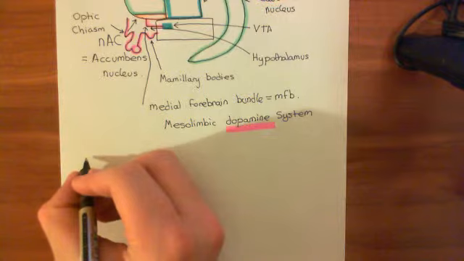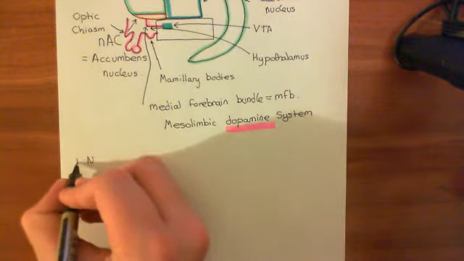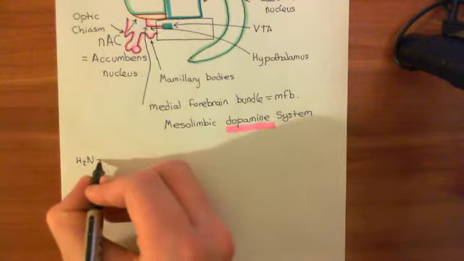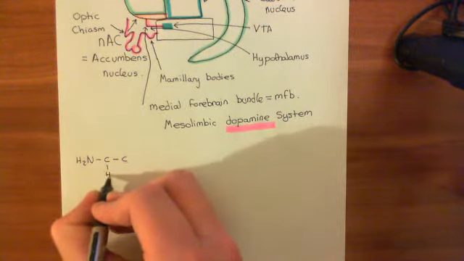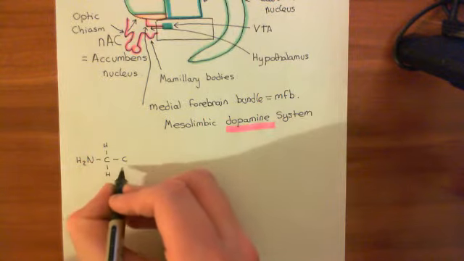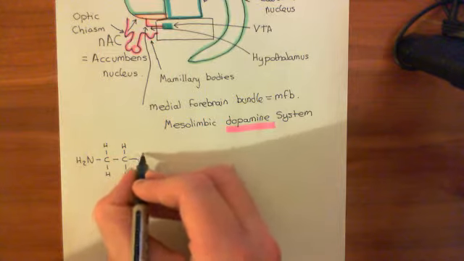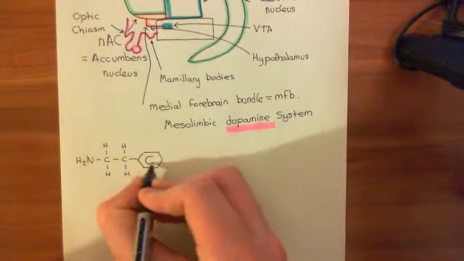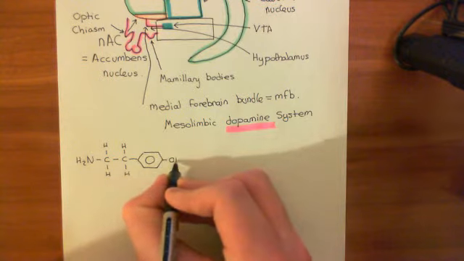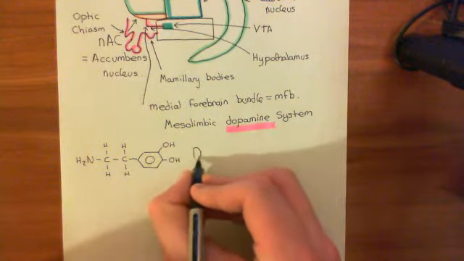So the structure of dopamine is basically noradrenaline with one fewer hydroxyl group. So you have the amino group, then you have an ethyl group here, like so, and then you have a benzene ring here, okay, and then off this benzene ring you have these two alcohol groups, like so. Now this is the structure of dopamine.